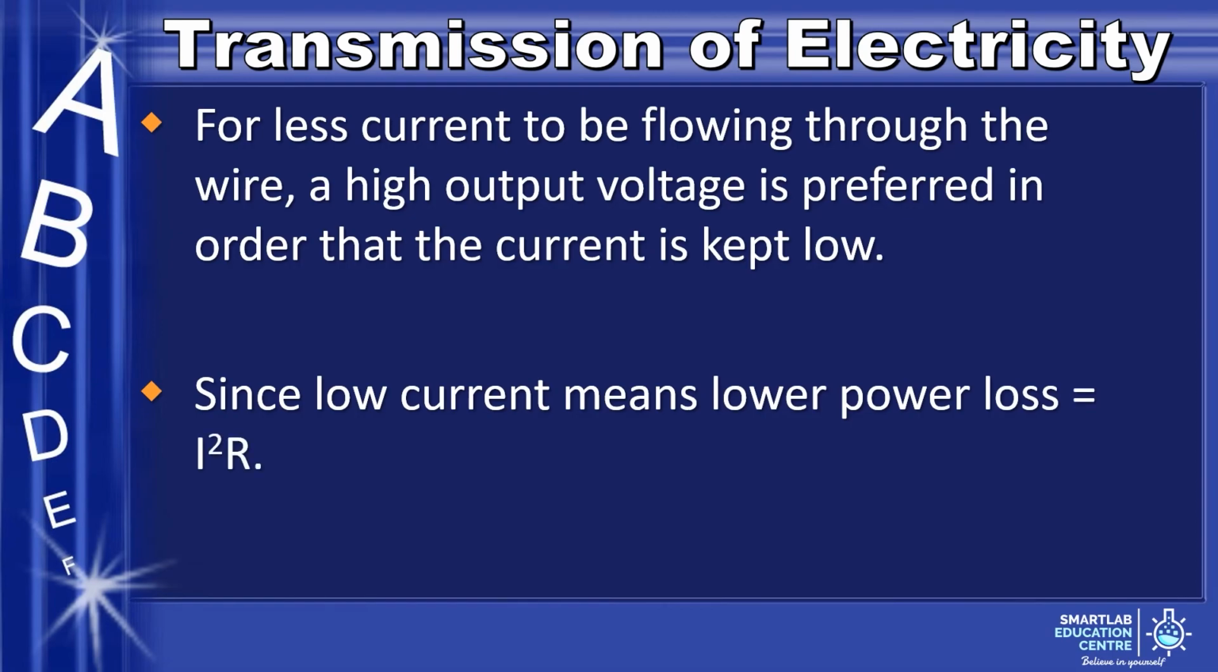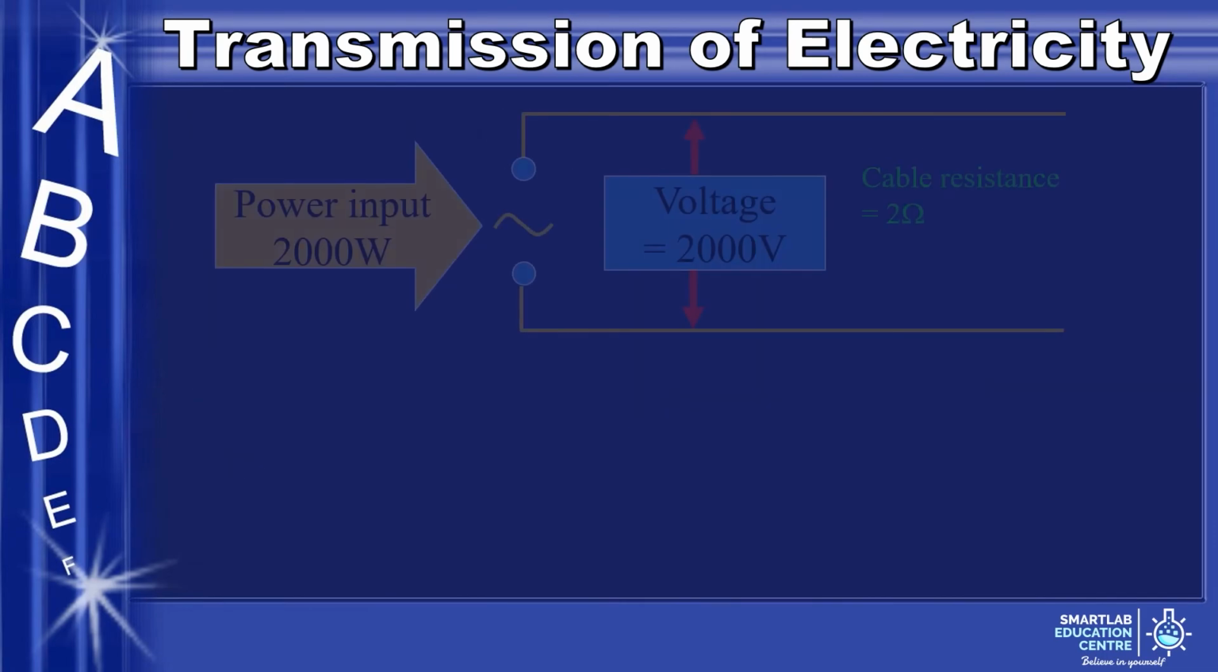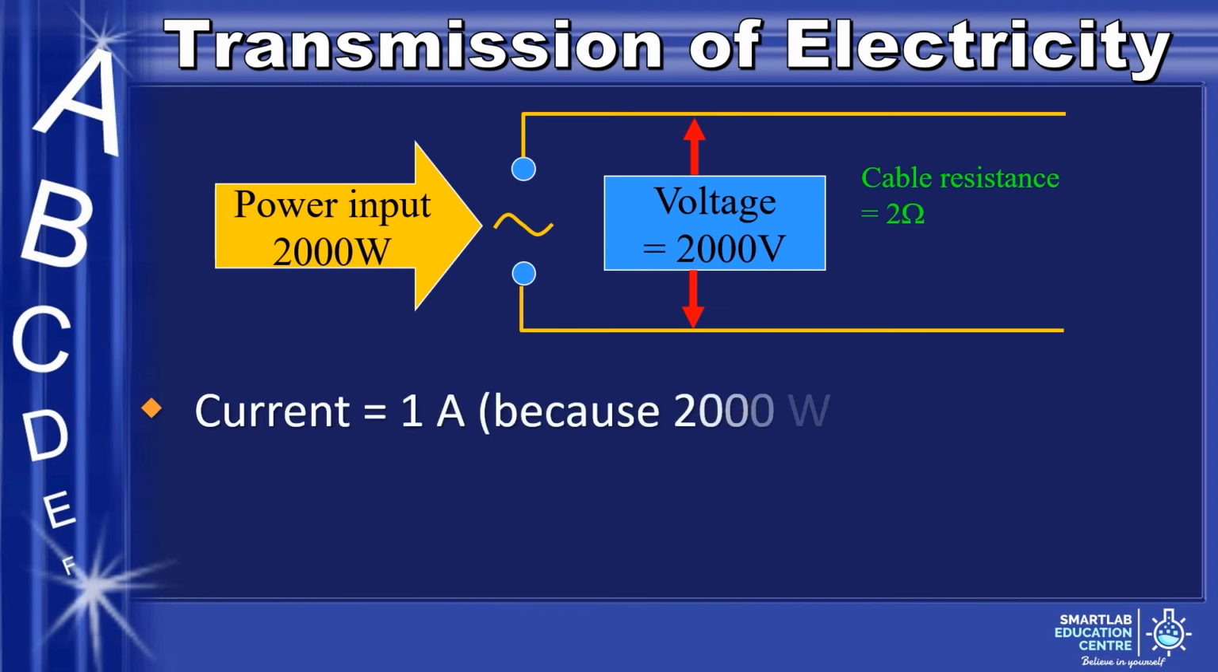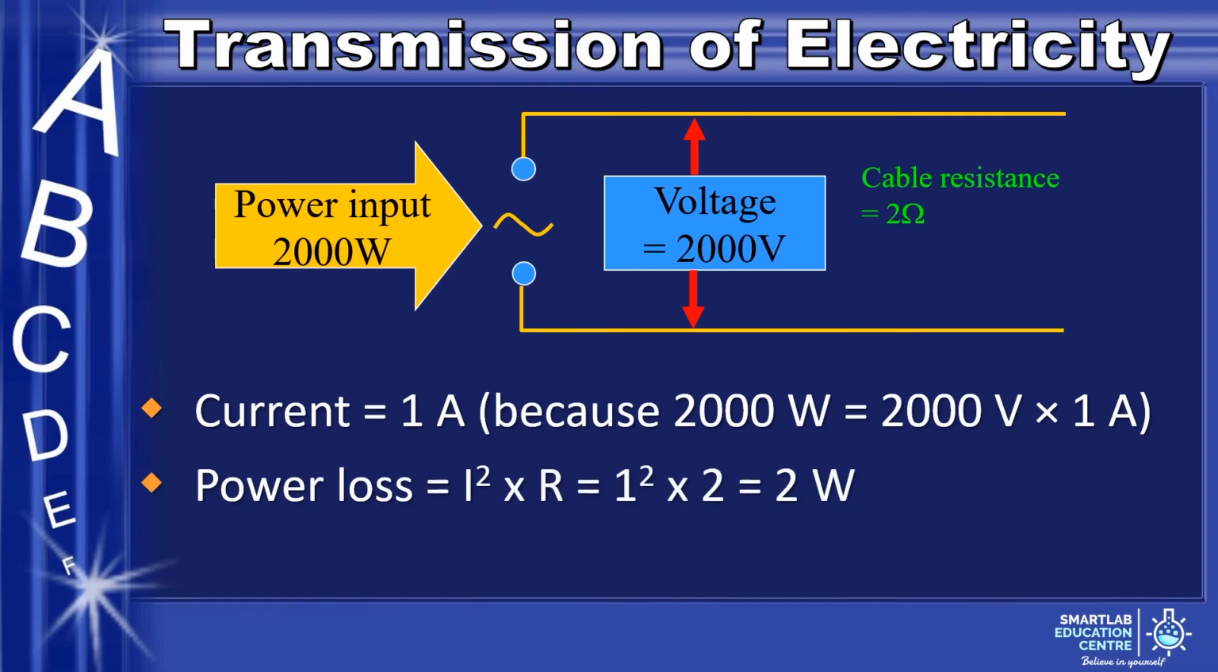Let me demonstrate it with a few examples. Here, we have the cable as shown. The resistance of the cable is 2 ohms and has a power output of 2000 watts. Let us adjust the voltage to 2000 volts to give us 1 ampere of current. This will result in the power loss by the cables to be 2 watts as shown.